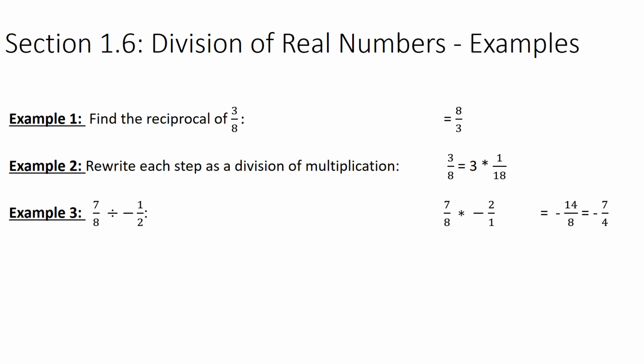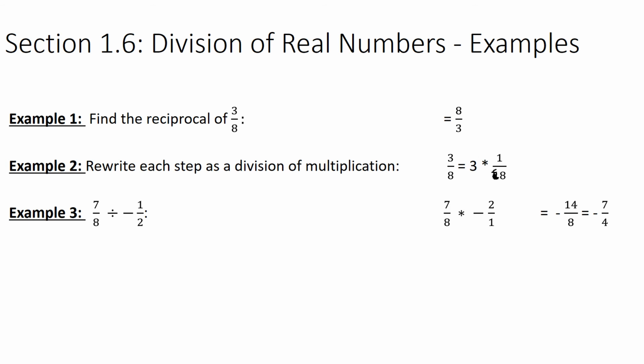Now, what we have here, and I made a little mistake here, we write each step as division and multiplication. 3/8 equals 3 times, that shouldn't be 1 over 18, it should be 1 over 8. And then 7/8 divided by negative 1/2. Remember, whenever we divide something, we flip the second component. 7/8 divided by negative 1/2 is the same as 7/8 times negative 2 over 1.